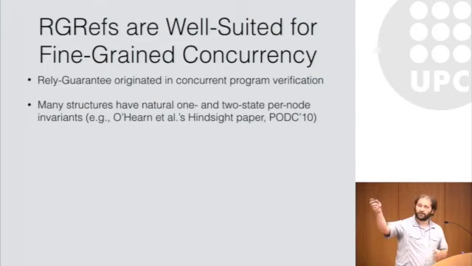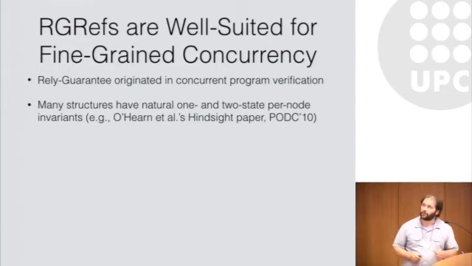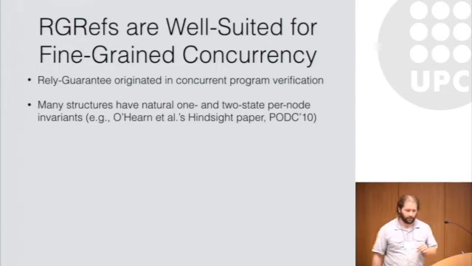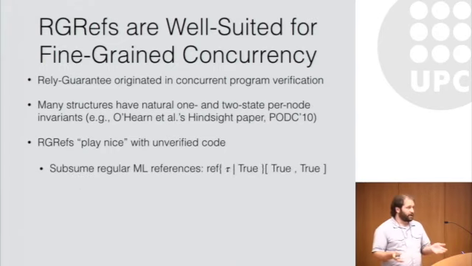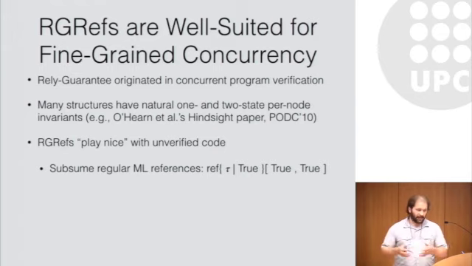And if you want a really nice exposition of this kind of idea, Peter O'Hearn's hindsight paper from a few years ago does this for a Heller set quite clearly. And the last main reason is that rely-guarantee references play nice with unverified code in the following sense. They subsume regular ML references, right? If you're not actually constrained in any way by the rely, the guarantee, and the predicate, this is just a regular ML reference.